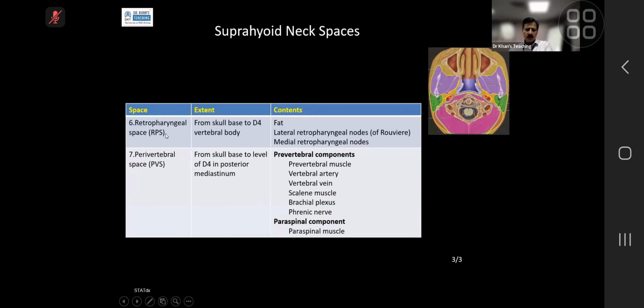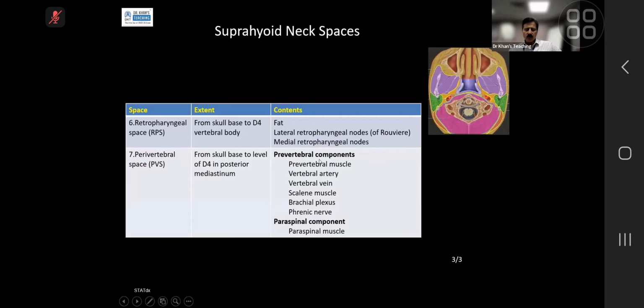Then is the retropharyngeal space, which starts down at the D4 vertebral body and goes all the way to the skull. And around the spine, we have got perivertebral space. Now, please remember that the vertebral body, the bone itself, we don't consider part of the soft tissue neck. That is spine, right? So the soft tissues are divided into prevertebral component and paraspinal component.